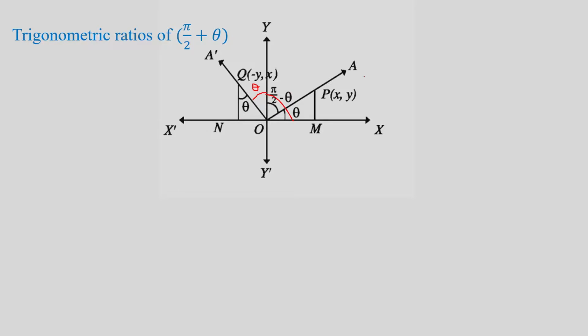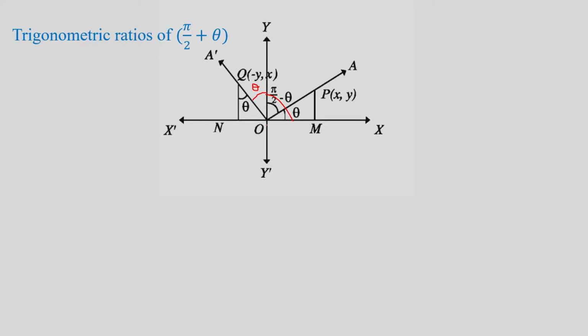Now we cut OQ from OA prime equal to OP and draw QN perpendicular on OX prime. Therefore this angle OQN will be theta because these two are alternate angles. Now comparing these two right angle triangles, we get one angle theta and the hypotenuse are equal. Therefore these two triangles are congruent.